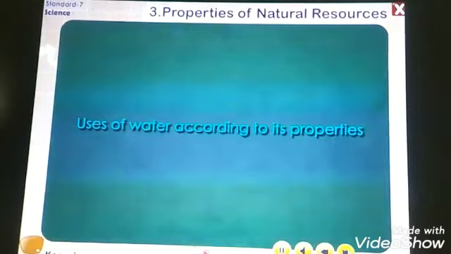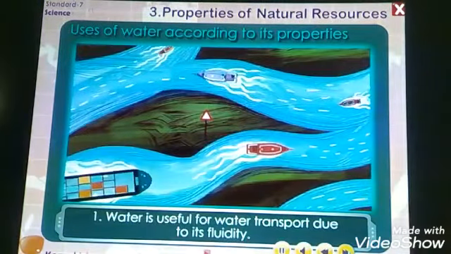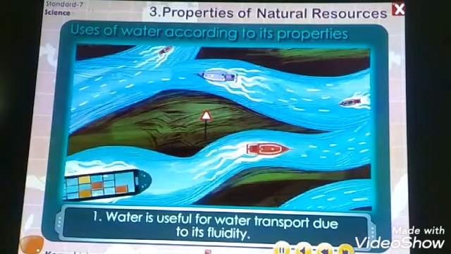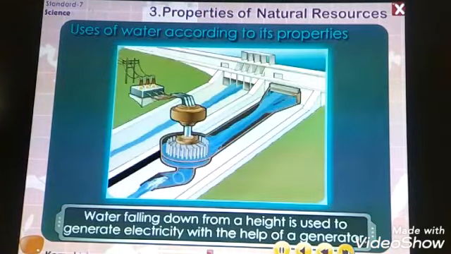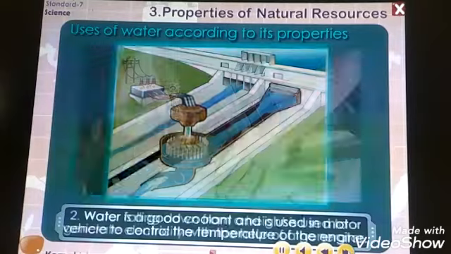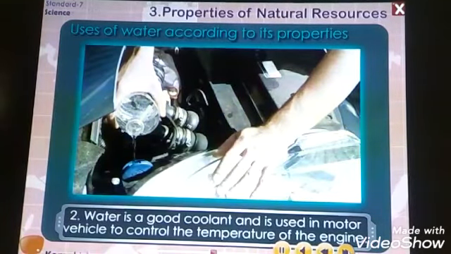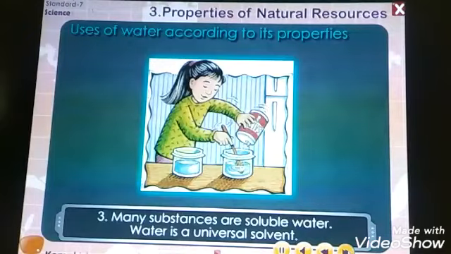Uses of water according to its property. Water is useful for water transport due to its fluidity. Water falling down from a height is used to generate electricity with the help of a generator. Water is a good coolant and is used in motor vehicles to control the temperature of the engine. Many substances are soluble in water.